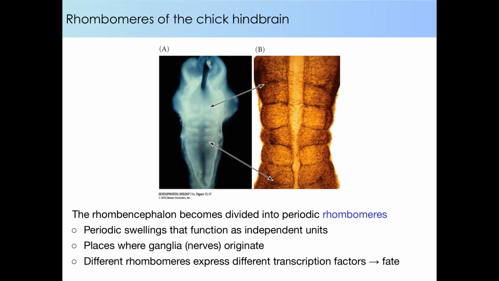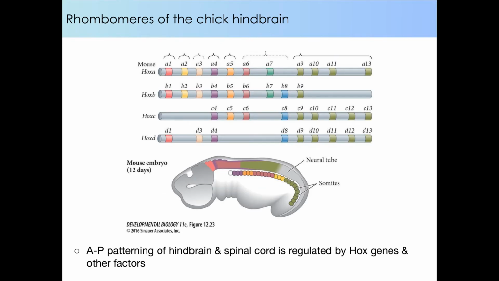The hindbrain, for example, becomes segmented by these swellings that are known as rhombomeres. Each rhombomere is going to produce different neurons as a result of the expression of different transcription factors. Neural crest cells will arise or delaminate from this region of the rhombomeres, and they will form the cranial ganglia or cranial nerves. Part of the reason for the patterning of the hindbrain, so for the fact that different rhombomeres give rise to different cell types, is the expression of Hox genes, along with other factors as well.